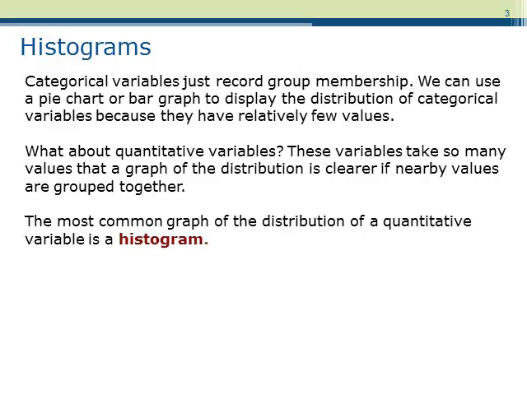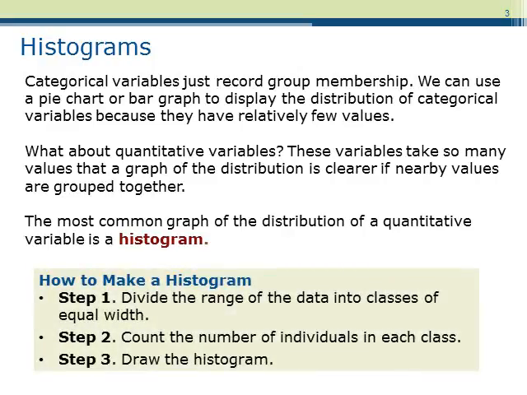Recall, bar graphs are used to display categorical data. They are relatively straightforward to construct, as each observation naturally falls into a particular category. However, this is not the case for quantitative data, as they don't necessarily fall into any category. In this case, we often group the observations into classes based on size and construct what's called a histogram. A histogram looks very similar to a bar graph. However, histograms apply only to quantitative data.